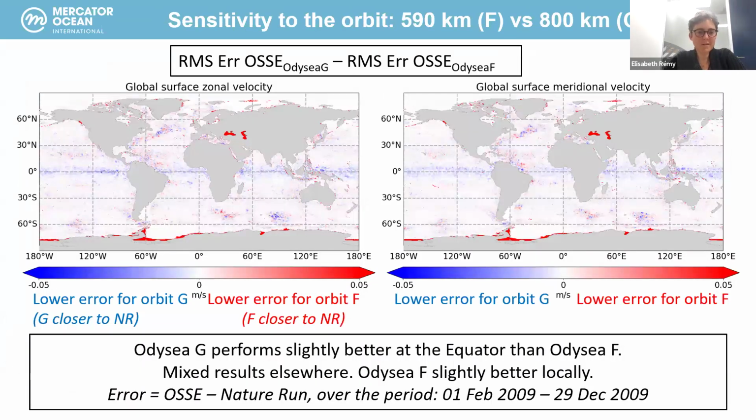So here it's for the orbit. The color scale is divided by 2 compared to before. So we see an impact, and it depends on the regions, but it's quite small, I would say. The orbit at 800 kilometers seems to perform slightly better at the equator, but results are mixed elsewhere. And Odysea for the F, so 600 kilometers height, performs slightly better locally.